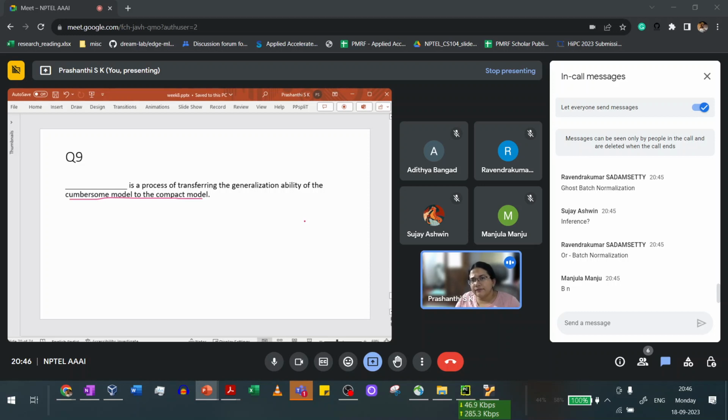Think about it a little more. Do you have two models involved in batch normalization or ghost batch normalization or inference? Here you are particularly talking about two models. In the context of that, does something else come to mind?